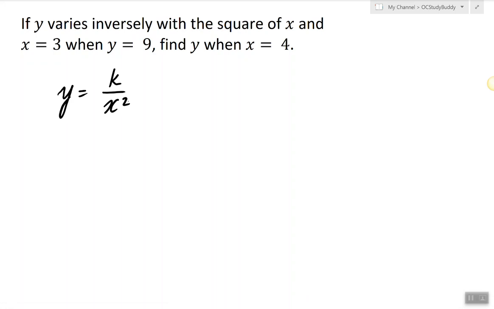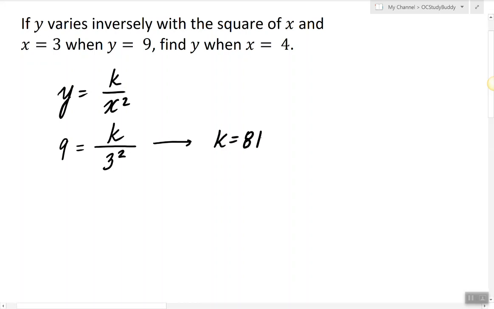Now, the next phrase says x equals 3 when y equals 9. So that means if instead of y I write 9, and instead of x I write 3, as a result I will get an equation in one variable, and the variable is k. So to solve this equation I can just simply isolate k, and here it's just enough to multiply both sides by 9, so k equals 81.